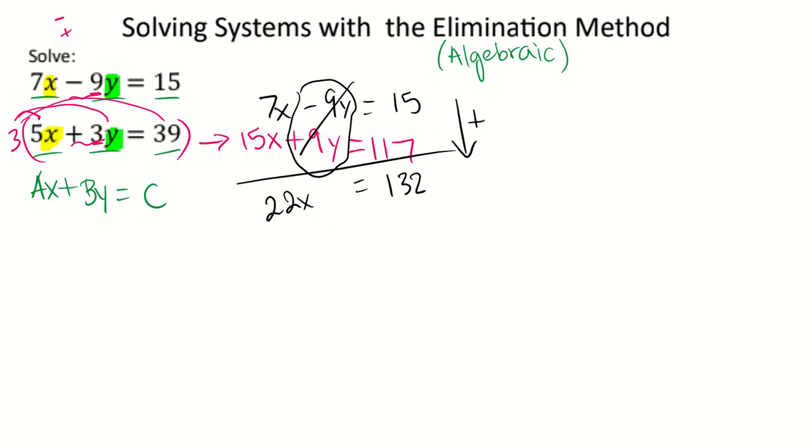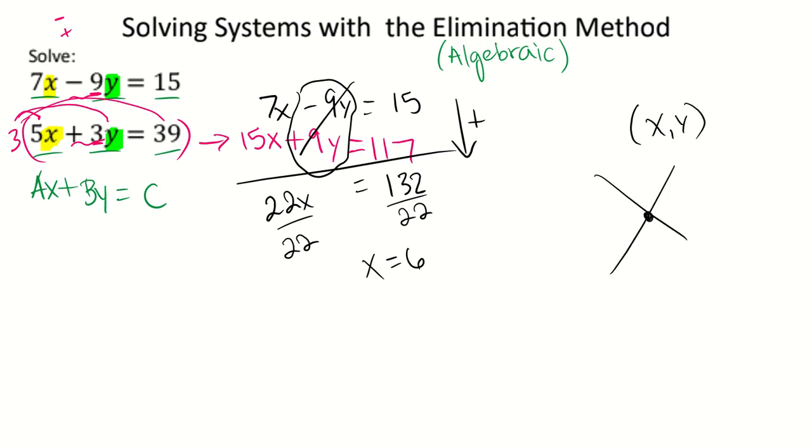To get to the answer, you're going to divide by 22 on both sides, and you end up with x equals 6. And remember, the solution is a point in the form of x comma y, because that's where two lines intersect. So our goal is to get an answer that has x and y. So far, we have x. So we know the solution has a 6. Now let's go ahead and find out what the y value is.